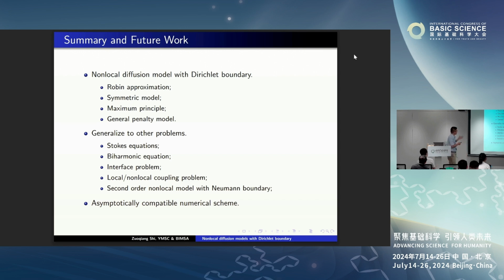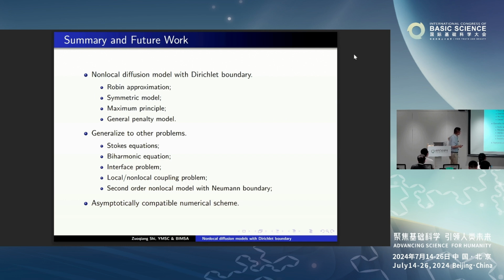First we use a Robin approximation to get two nonlocal models. And then we introduce some symmetric nonlocal models. Then we introduce the nonlocal models that have maximum principles. And at the last, I discuss the general penalty models.